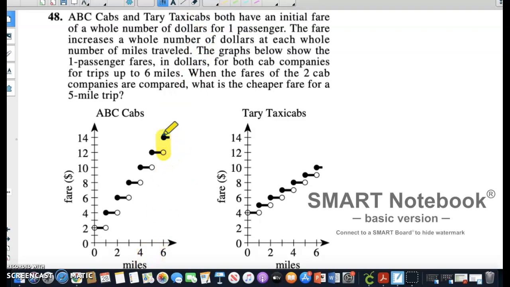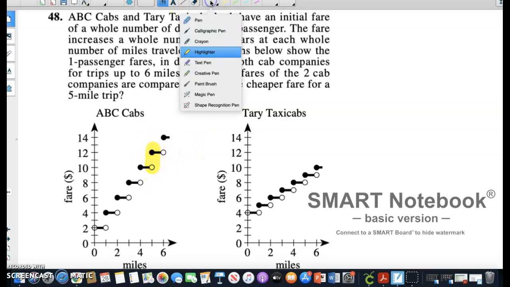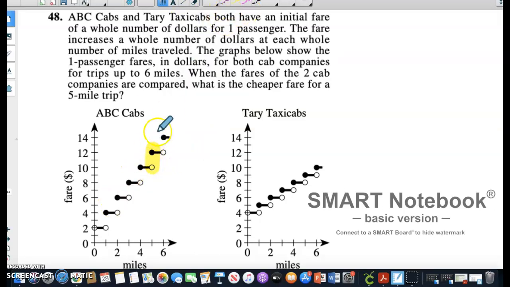Well, if you look here, both of these dots have an x value. Oops, no, not those ones. I highlighted the wrong ones. So let's go to x is 5. Right here, both of these points have an x value of 5. So we need to figure out which one is the cost of a 5-mile trip. The cost of the 5-mile trip is the circle that is filled in. So here, for ABC Cabs, the cost of a 5-mile trip is going to be $12.